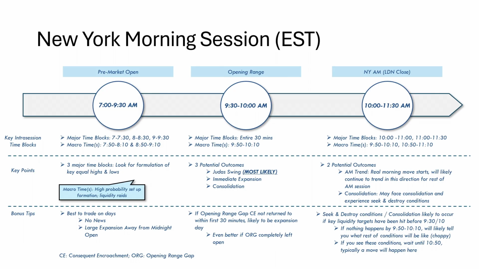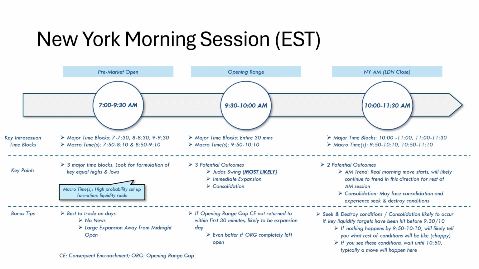Okay, and so between this time, the major time blocks to be aware of are 10 to 11 a.m. and 11 to 11:30. Those are two separate time frames, and I'll tell you why. Macro times to be aware of are the last 10 and first 10 minutes of every hour. That's within this time frame. So 9:50 to 10:10 and 10:50 to 11:10.